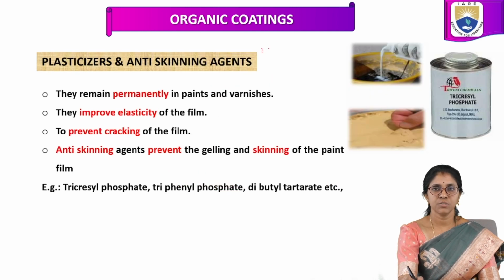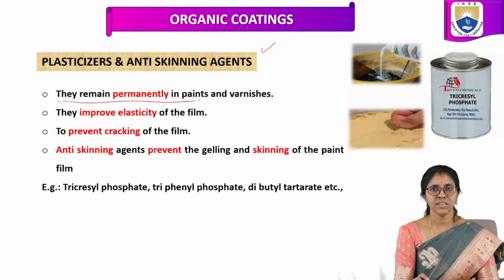The last constituents of organic paint are plasticizers and anti-skinning agents. They remain permanently in paints and varnishes. Plasticizers improve the elasticity of the film and prevent the cracking of the film.